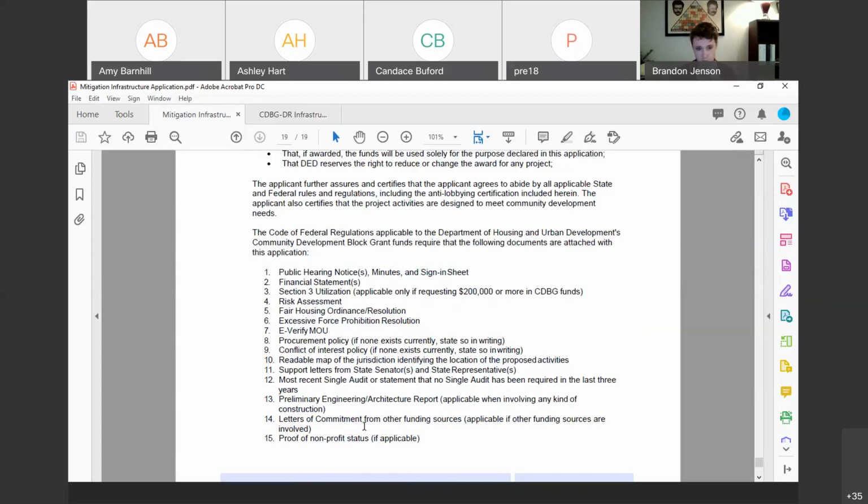So all of these will require signature pages. However, they're just adopted at the local level, and then they're submitted in with this application.